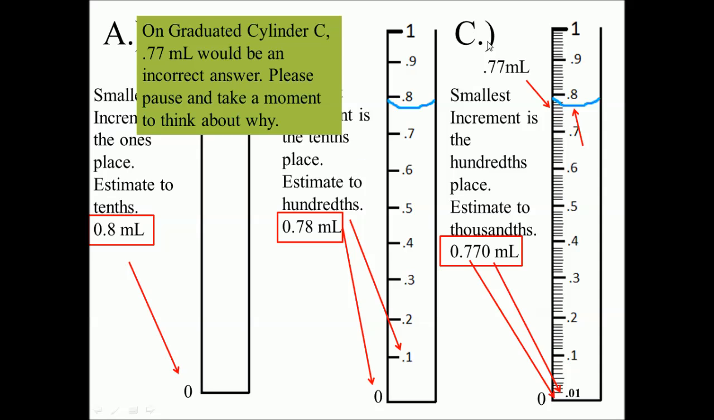So on graduated cylinder C, 0.77 milliliters would be an incorrect answer. You could not simply say 0.77. You have to say 0.770 milliliters. And I would like you to please pause the video and take a moment to think about why.